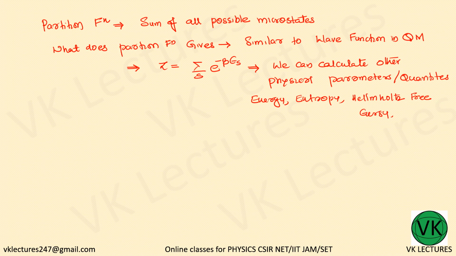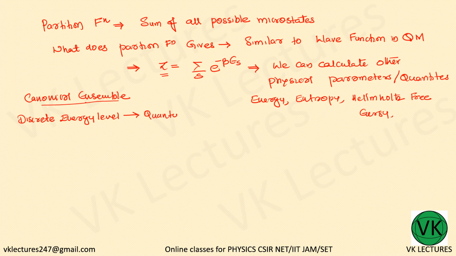Now, from this example of Z equal to sum over s e raised to minus beta Es, that is the partition function Z, we know that any canonical ensemble can have the discrete energy level, which corresponds to the quantum system, as well as the continuous energy level, which corresponds to the classical system. Okay.